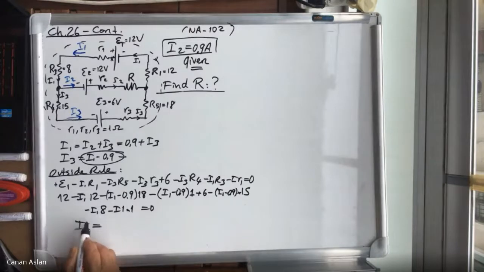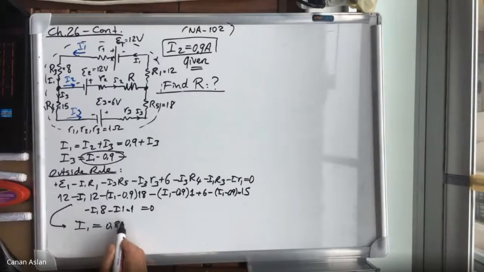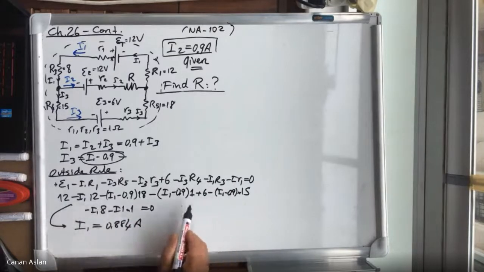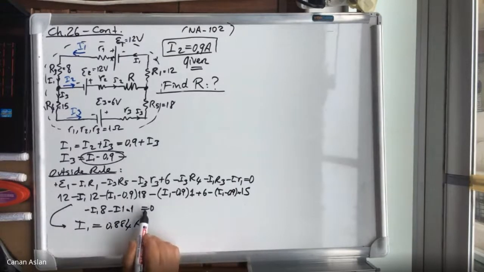The solution for this is that I1 will be just 0.884 amperes. Okay, so the only unknown here is, as you see, I1. So you collect all the I1 terms and then put the constant to the other side of the equal sign and then solve it. So this is basically what you get.